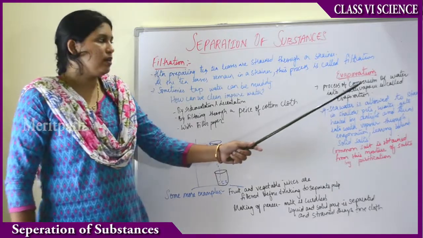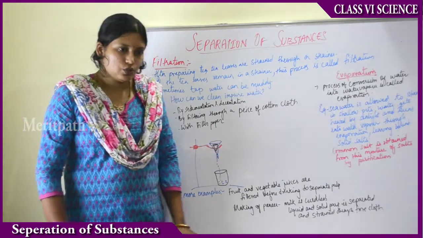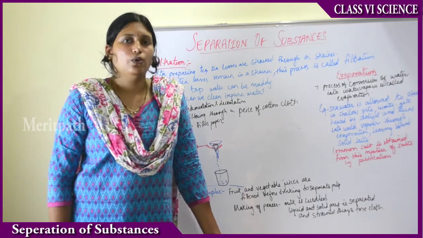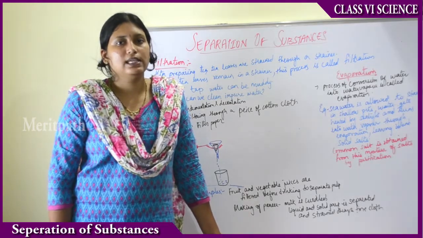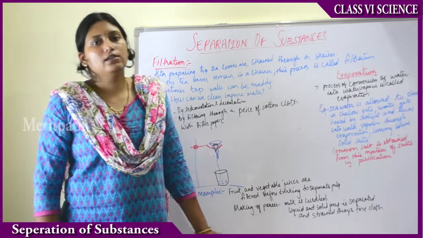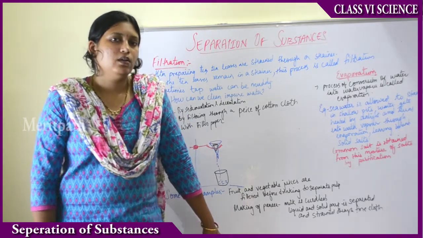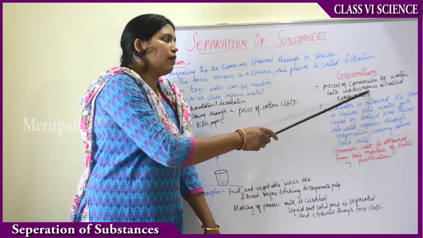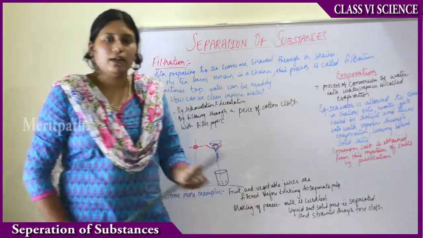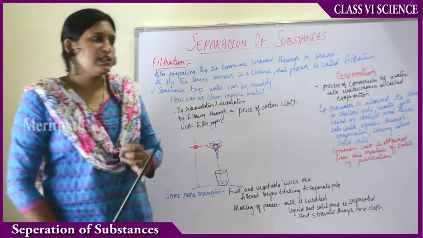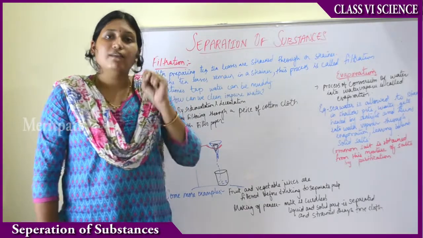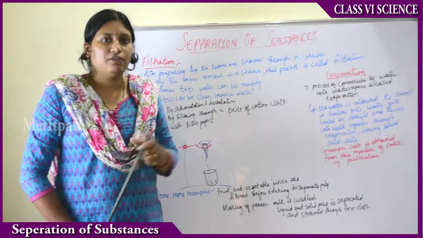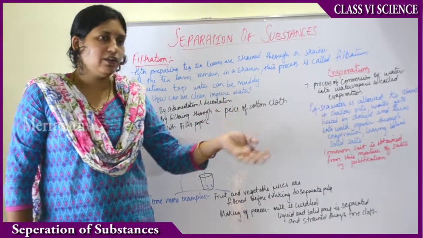So the next method is evaporation. In the water cycle we have read that water evaporates. How? When there is sunlight, when there is heat, water boils and turns into steam or water vapor. That process of conversion of water into water vapor is called evaporation. The water in the daytime, due to the sunlight, gets heated up, converts into water vapor and goes up into the sky. That process is called evaporation. That is naturally occurring evaporation.